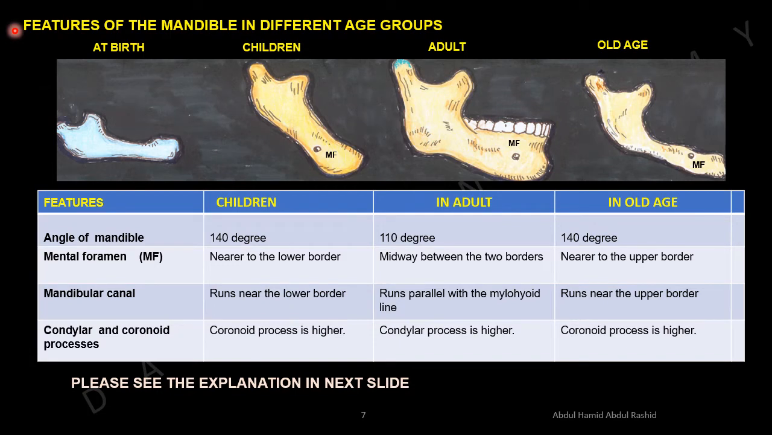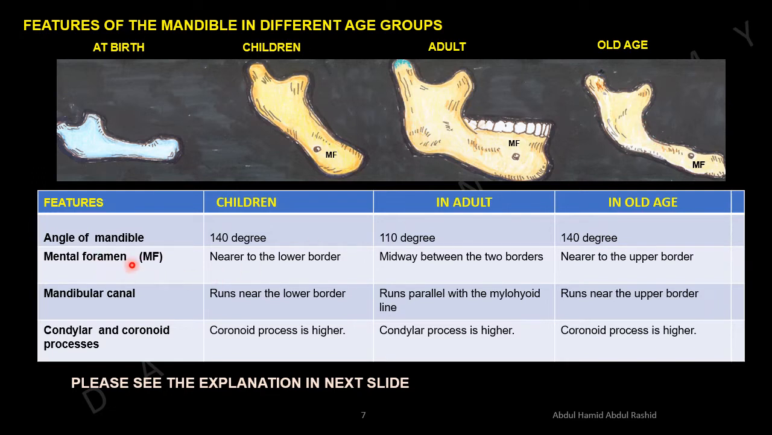Features of the mandible in different age groups. Look at the diagrams. That is the right lateral view of the mandible at birth, in children, in adult, and in old age. What are the features? Let's talk about it. Angle of the mandible. In children, it is about 140 degrees. In adult, it is about 110 degrees. And in old age, it is about 140 degrees.